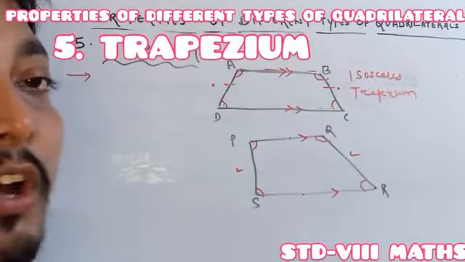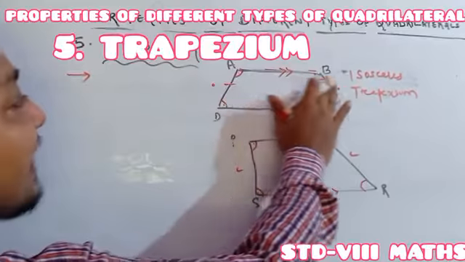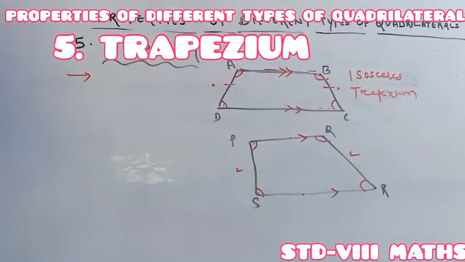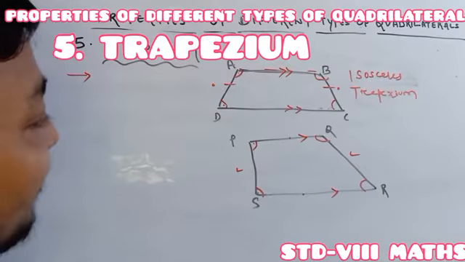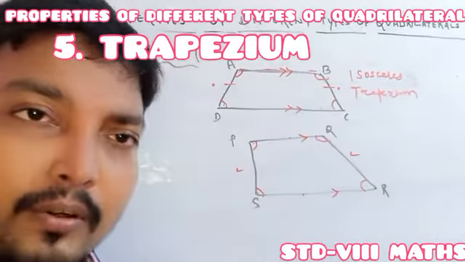Another point you can also write: if the non-parallel sides are equal, then the trapezium's name is isosceles trapezium, and if they are not equal, the name is normal trapezium. Understood? Okay, erasing this one.